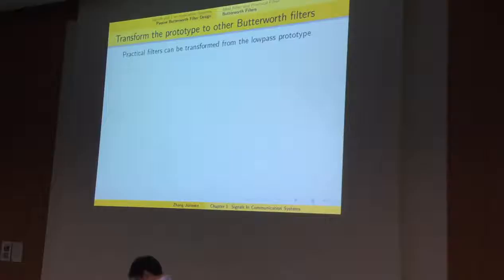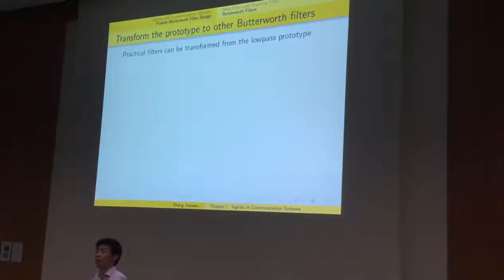Just now we were talking about the low pass prototype. We say that the low pass prototype has a cutoff frequency of just 1 radian per second, and its source impedance is just 1 ohm. But in practical cases, a 1 radian per second cutoff frequency actually is not very useful. We're talking about 4 kHz for voice signals, and at least 100 megahertz for video signals. Now you tell me you can only design a filter with a 1 radian per second cutoff frequency. So actually it's not useful.